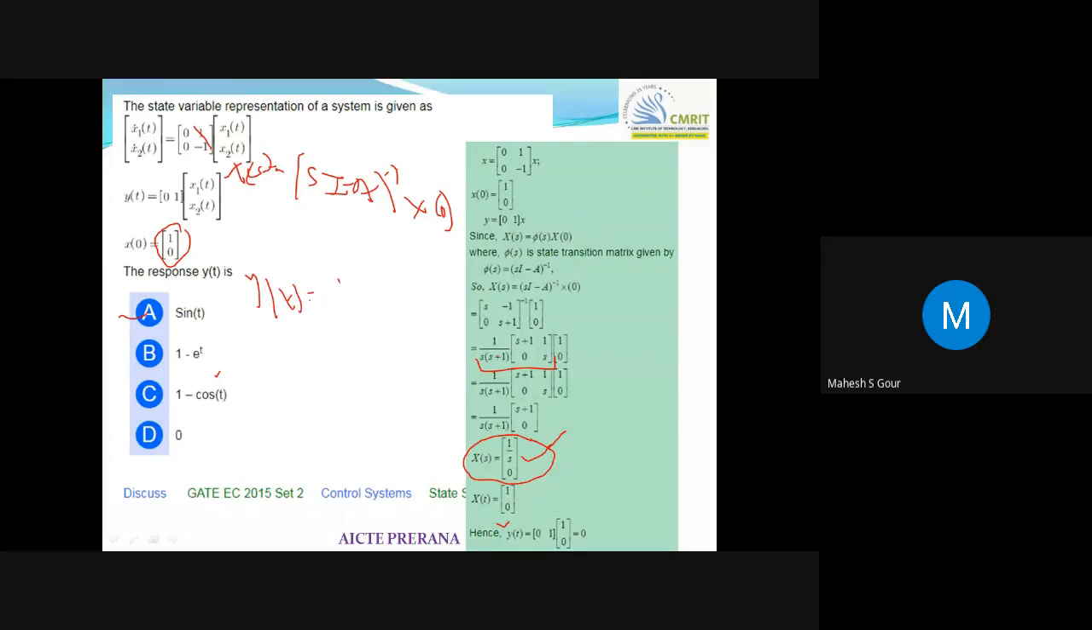As you know, y of t is equal to d into x of t. U of t is 0, right? So y of t is given, you can multiply in Laplace. Y of s, this should be capital, is equal to d into x of s. What is given as d? 0 and 1. So 0, 1 here, and x of s is 1 and 0. So when you multiply, what will you be getting? You'll be getting the answer as 0.